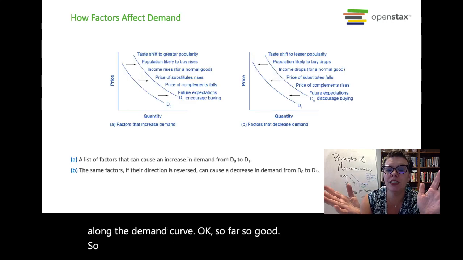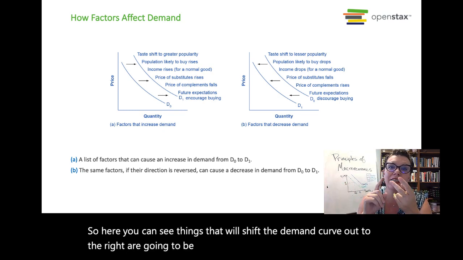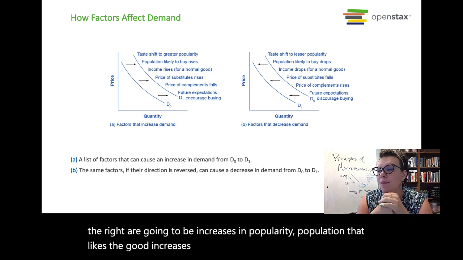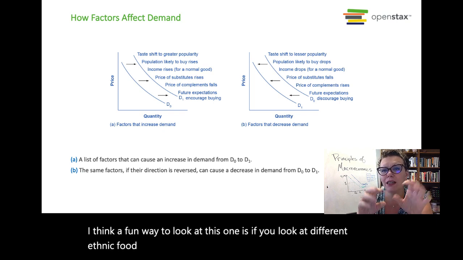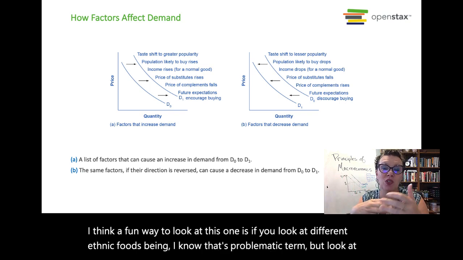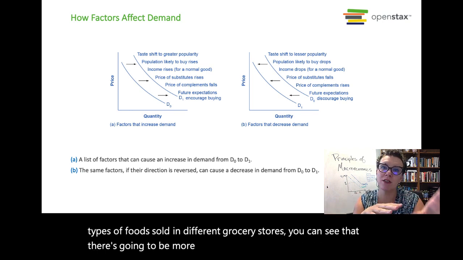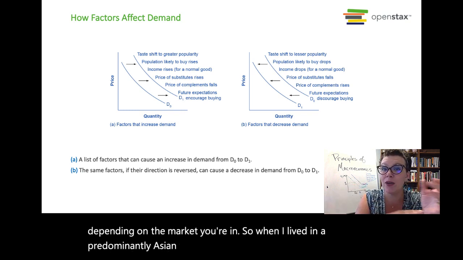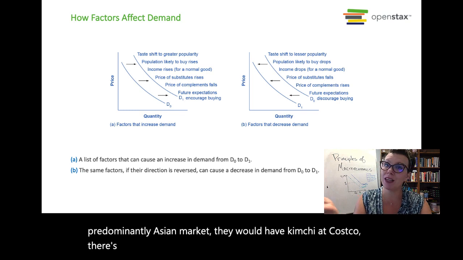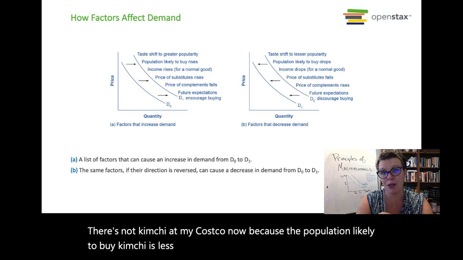So here you can see things that will shift the demand curve out to the right are going to be increases in popularity, population that likes the good increases. I think a fun way to look at this one is if you look at different ethnic foods, I know that's a problematic term, but look at the types of foods sold in different grocery stores. You can see that there's going to be more of different types of food available depending on the market you're in. So when I lived in a predominantly Asian market, they would have kimchi at Costco. There's not kimchi at my Costco now because the population likely to buy kimchi is less in my market.